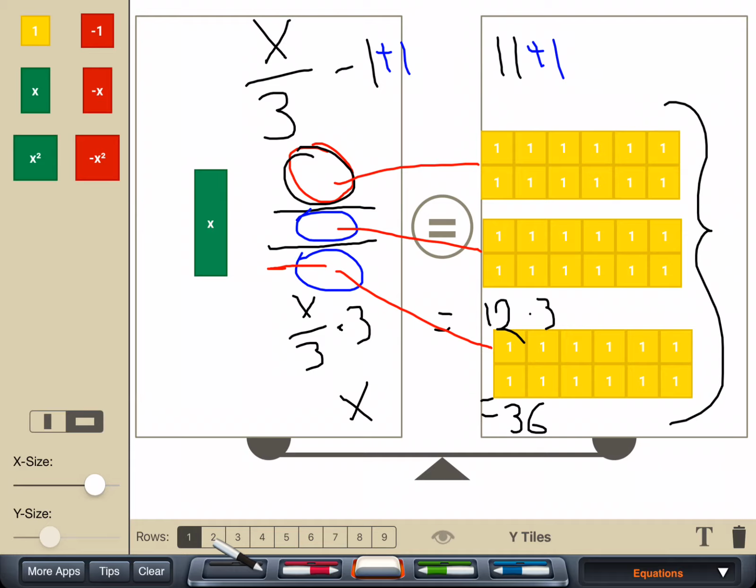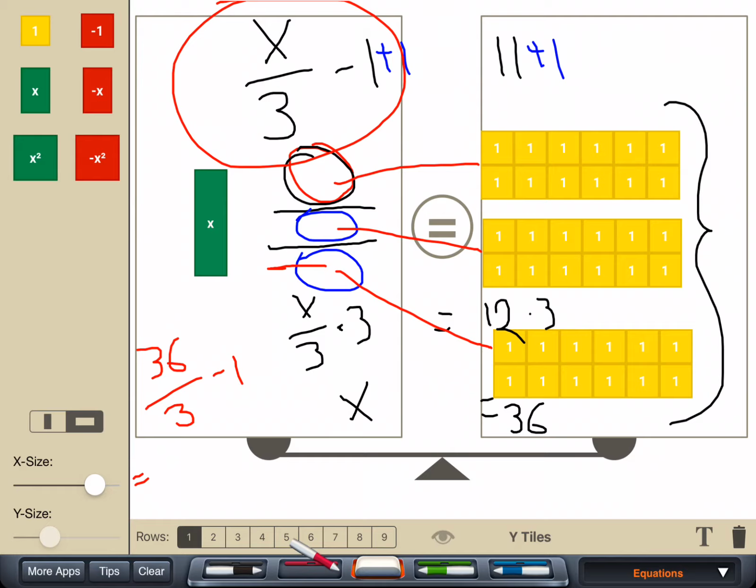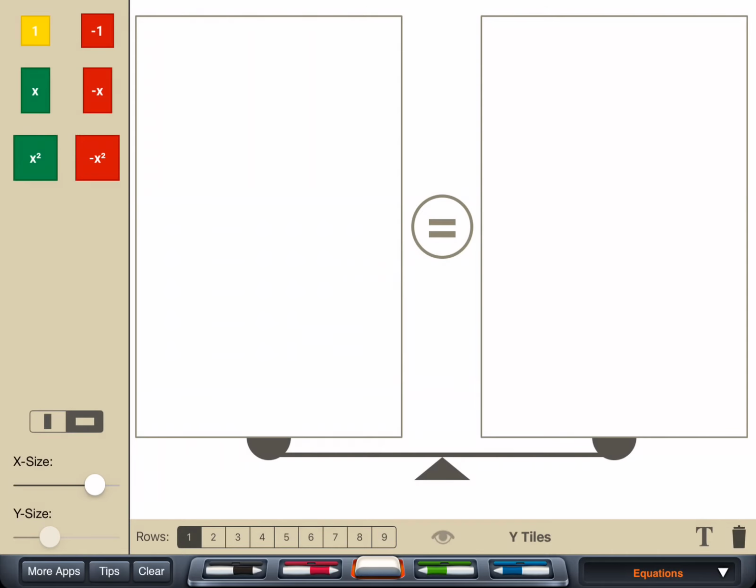So let's pop 36 into the left side of the equation here. As you'll recall, the left side was x divided by 3 minus 1. So let's back that up, and instead of x, let's put 36 divided by 3 minus 1. Well, 36 divided by 3 is 12, minus 1 is 11, and lo and behold, that's what we had over here on the right side. Let's try another one.